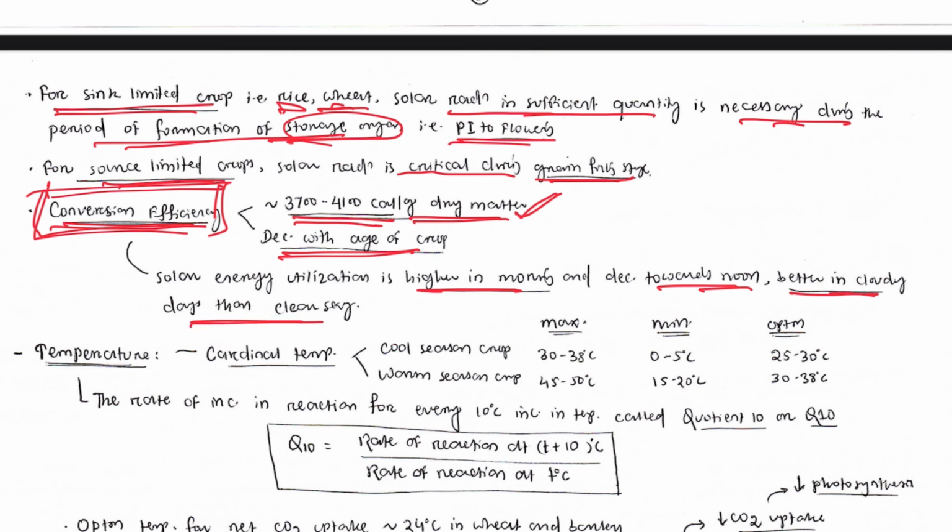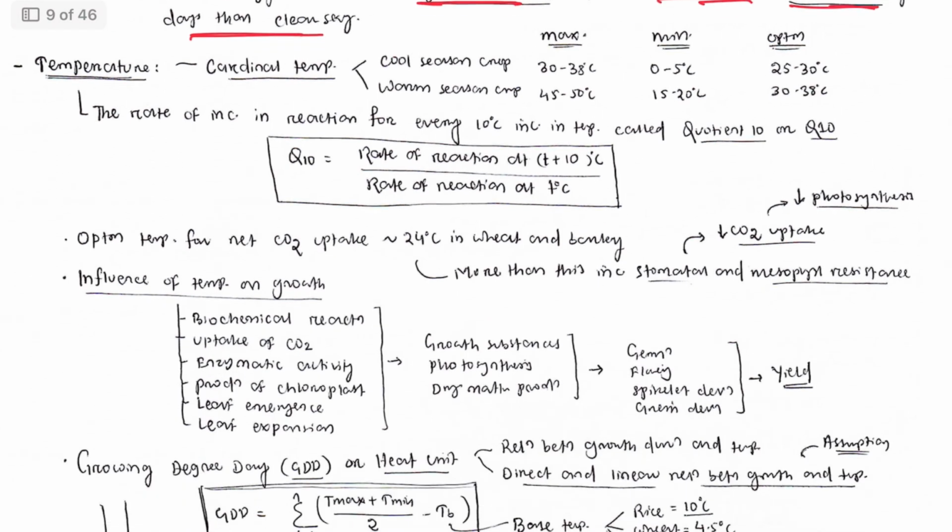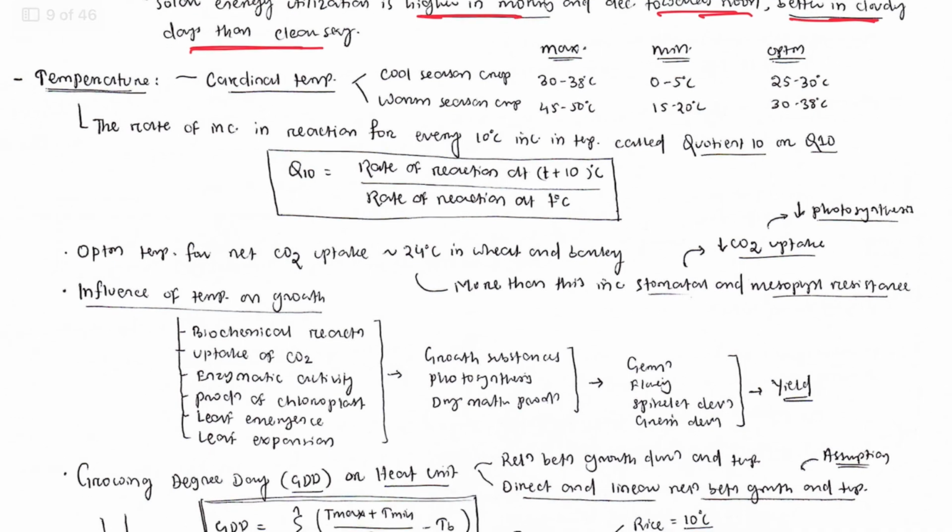So we have discussed the impact of solar radiation on crop growth. Now we'll discuss the impact of temperature on crop growth. When we are talking about temperature, we must think of the cardinal temperature. Cardinal temperature consists of minimum temperature, maximum temperature, and optimum temperature.